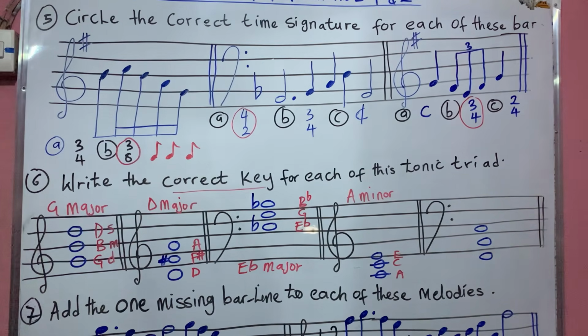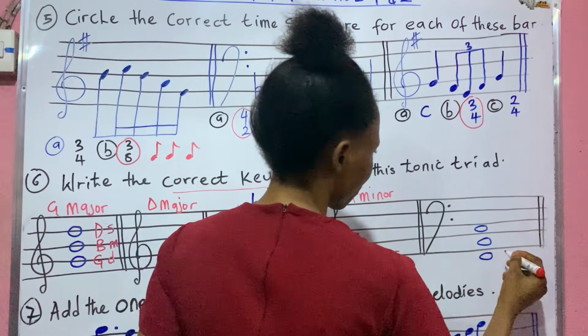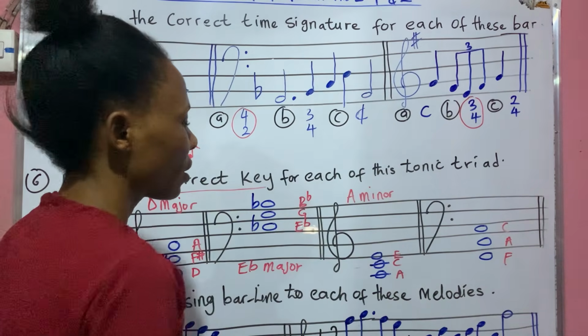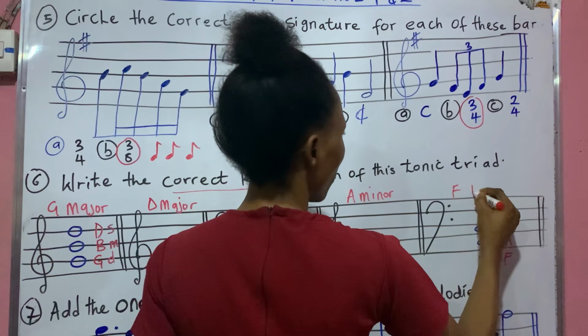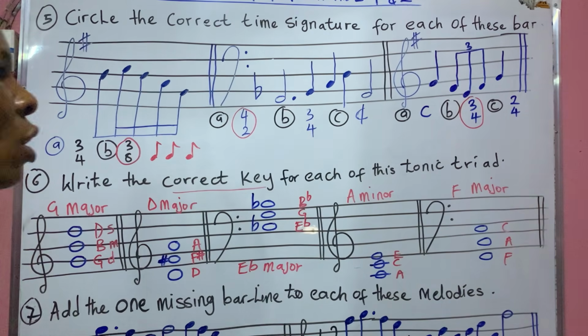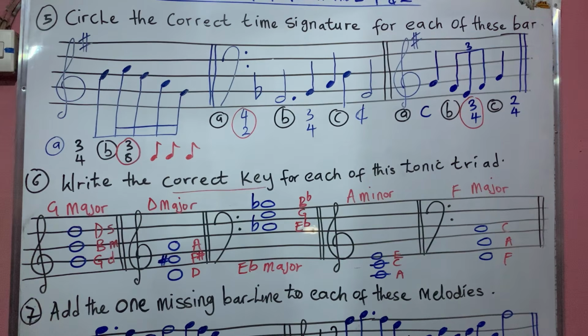So it's very important. Like here we're on major and here we're having it on a minor. And here we have F, A, C. Which chord is this? F major. So we have answered up to this point now.